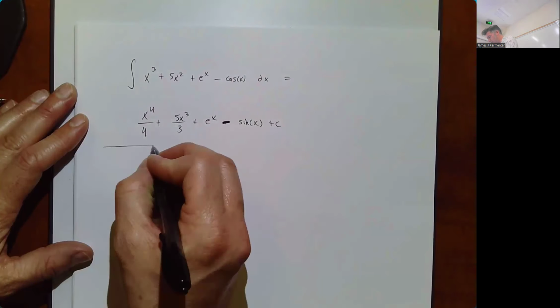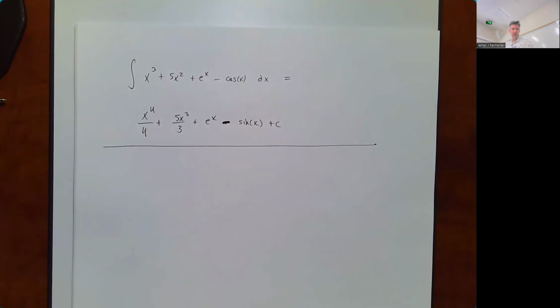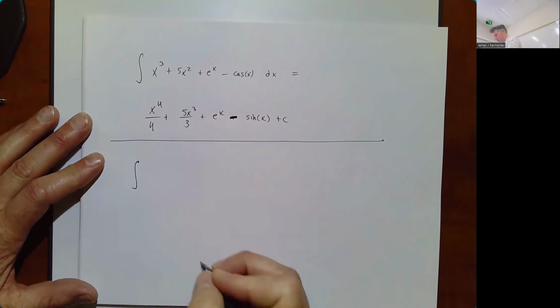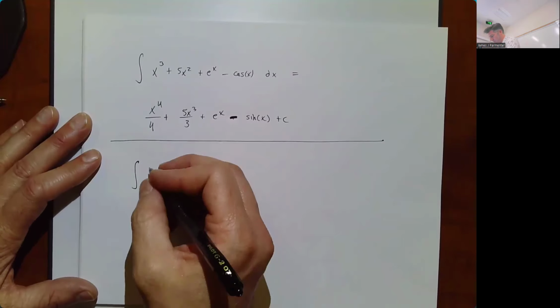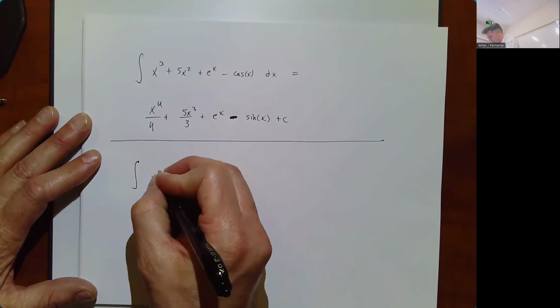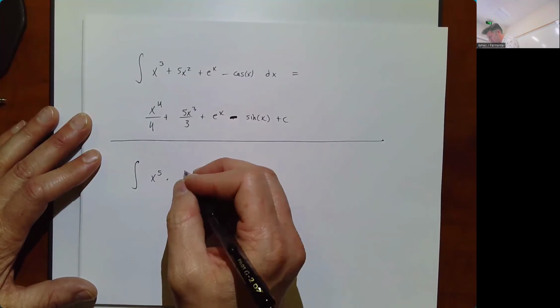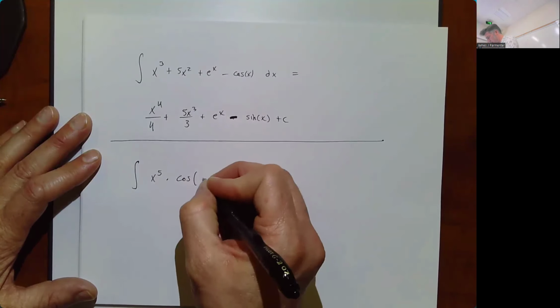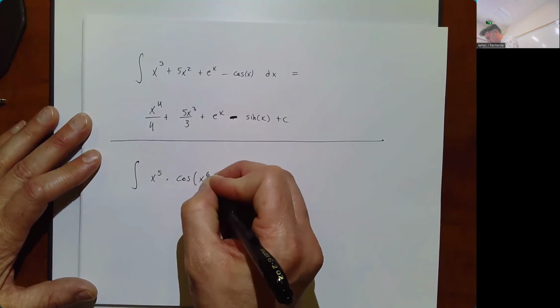All right. I think you all get to try one now. Yeah, that's a good idea. I want you to try finding the antiderivative of x to the 5th times cosine of x to the 6th plus 9. Make a good choice for u.